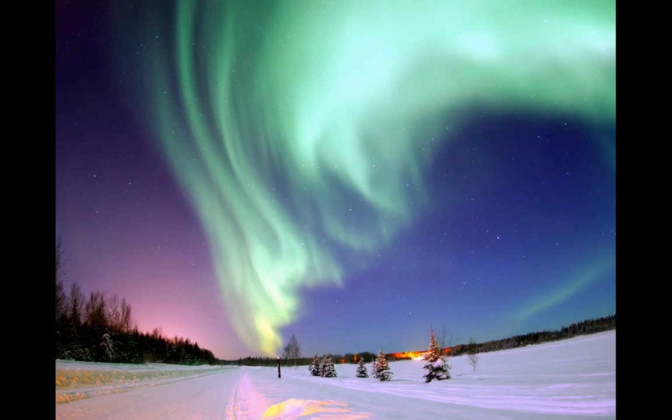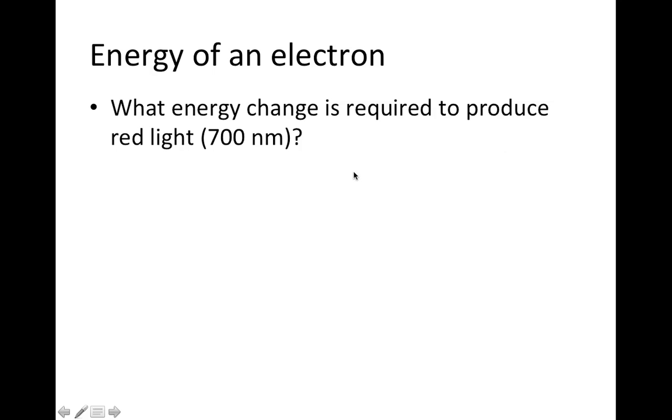And these green colours are due to oxygen in the atmosphere. Different gases give out different coloured light. So this is emission spectrum stuff. Very good. Let's have a look at using this equation. So what energy change is required to produce red light? Red light, we'll say 700 nanometers.